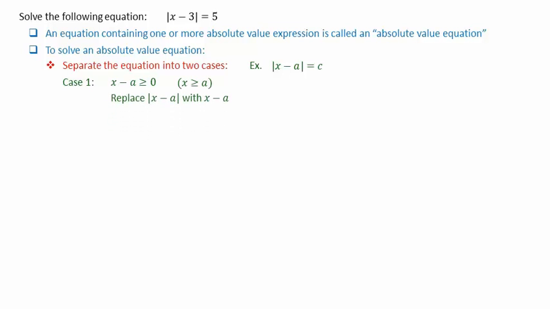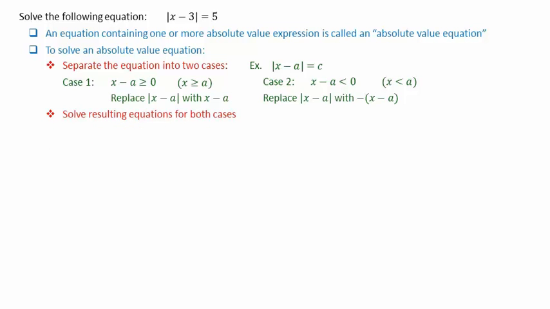For this case, we would simply express the absolute value of x minus a with x minus a, simply removing the absolute value symbol. For case 2, this corresponds to x minus a being negative, or less than 0. In this case, because it's negative, we would have to take the opposite of it to make it positive. This corresponds to x less than a. In this case, we will replace the absolute value of x minus a with negative (x minus a).